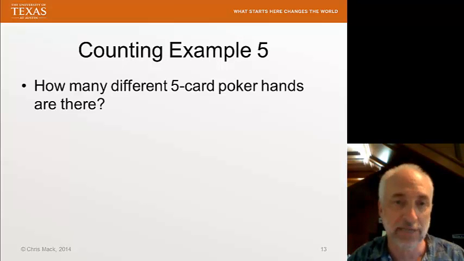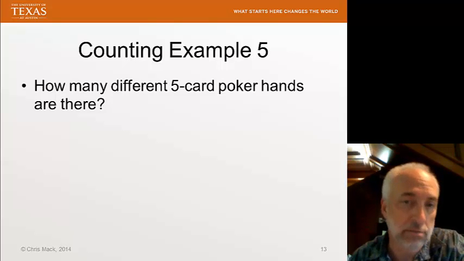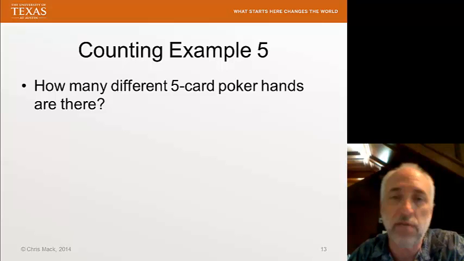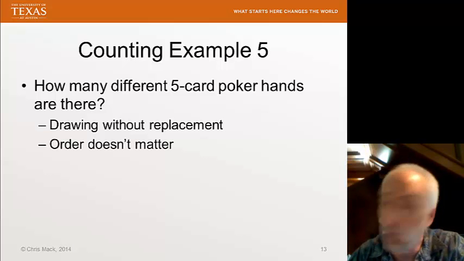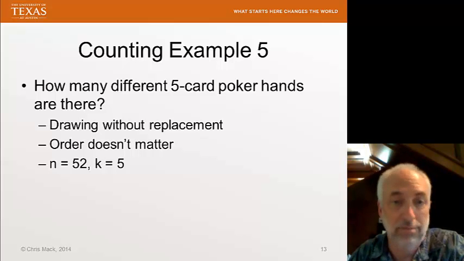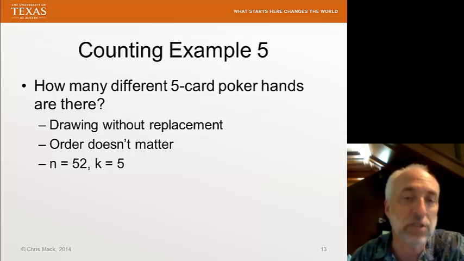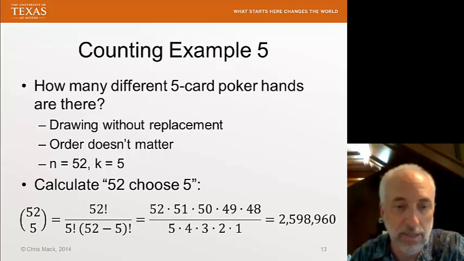Let's do another counting example. How many different 5-card poker hands are there? So a 5-card poker hand means I'm taking a deck of 52 cards and shuffling them so that they're randomized and then selecting 5 cards out of it. Well, it's drawing without replacement. Order doesn't matter. So that's n choose k, where n is 52 and k is 5. Calculate n choose k. That's 52 choose 5.